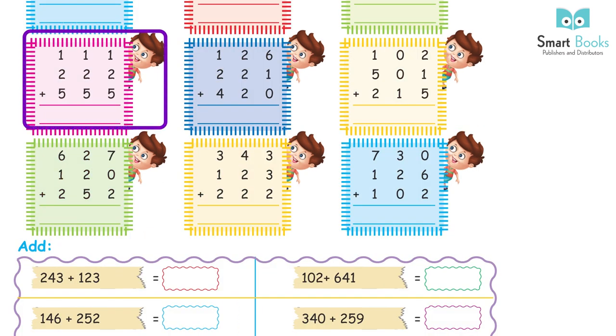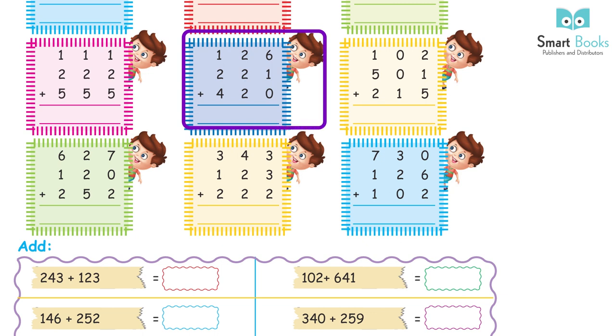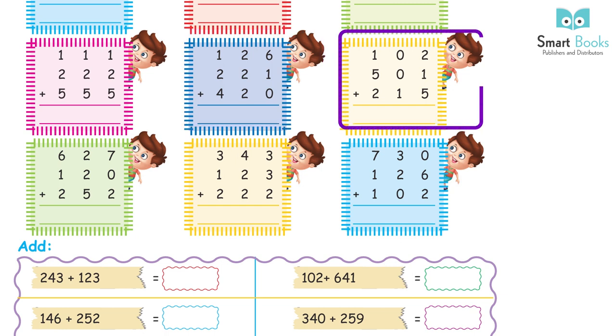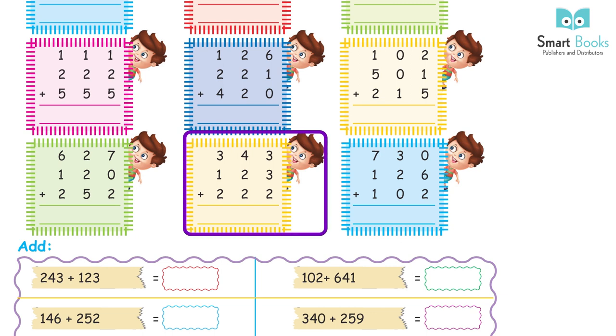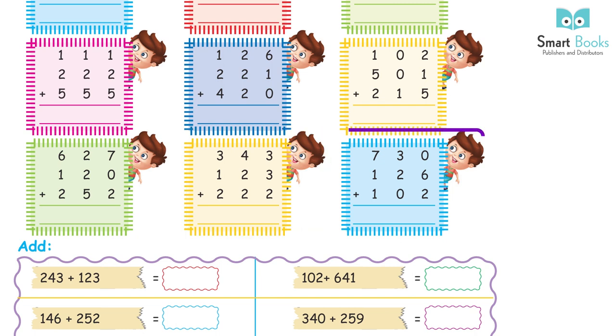111 plus 222 plus 555 is equal to 888. 126 plus 221 plus 420 is equal to 767. 102 plus 501 plus 215 is equal to 818. 627 plus 120 plus 252 is equal to 999. 343 plus 123 plus 222 is equal to 688. 730 plus 126 plus 102 is equal to 958.